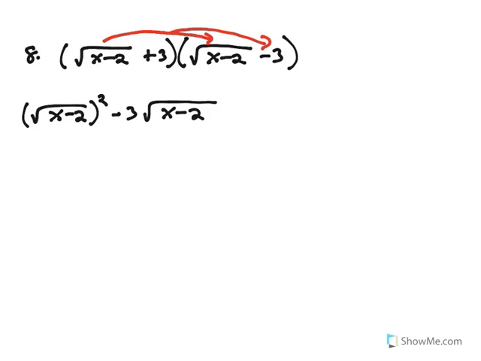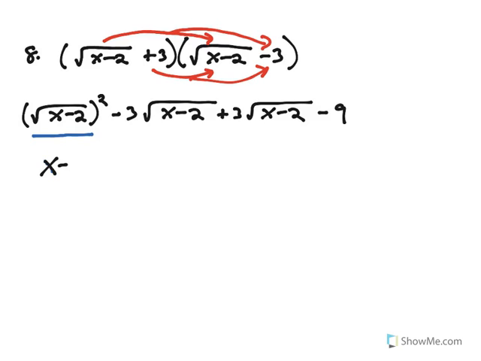Then we're going to do the inside. So that's going to be 3 times radical x minus 2. So then you have 3 radical x minus 2. Then you have 3 times minus 3, and that's just going to give you a minus 9. Okay? So remember, if you take anything under the radical, let's kind of identify this part. You have radical x minus 2, and when you square that, okay, that falls out of the radical and just becomes x minus 2.